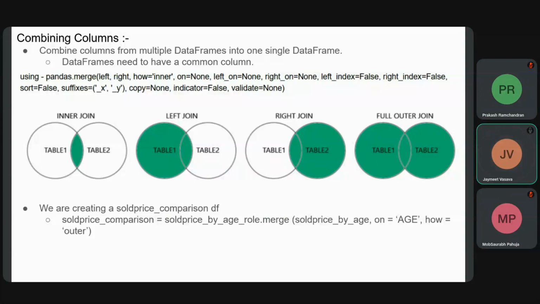So next is combining columns. Combining columns from multiple data frames into one single data frame. Data frames need to have a common column as well. So if you want to combine two data frames, we can do that, but they should have a common column to combine on.